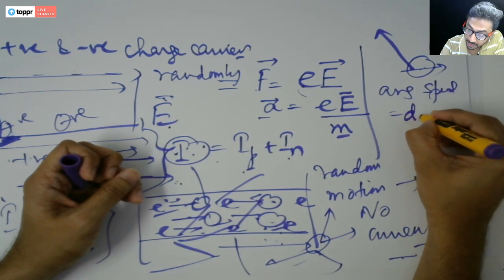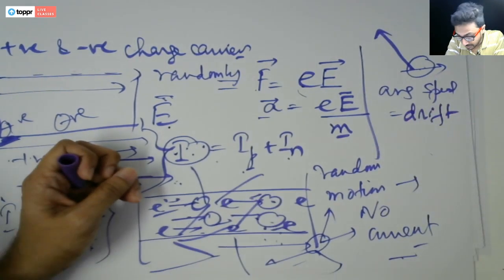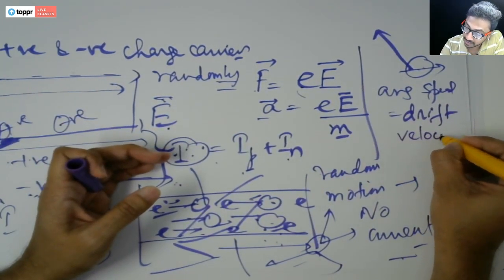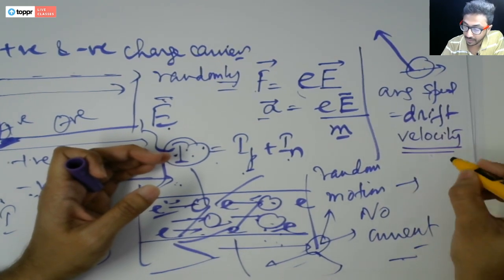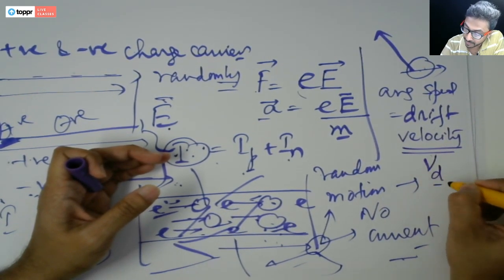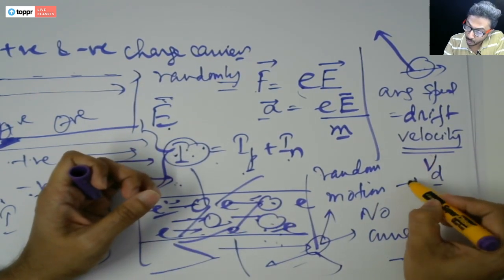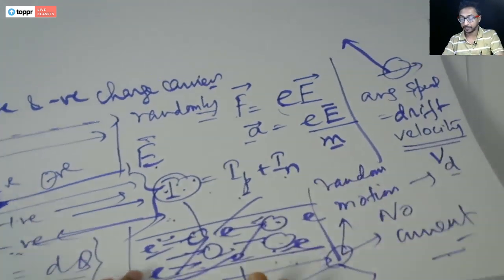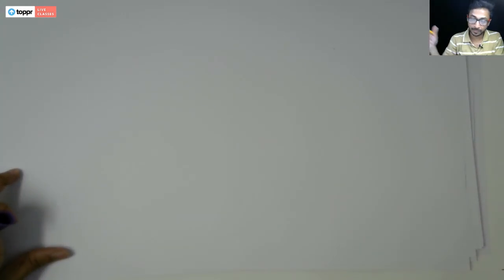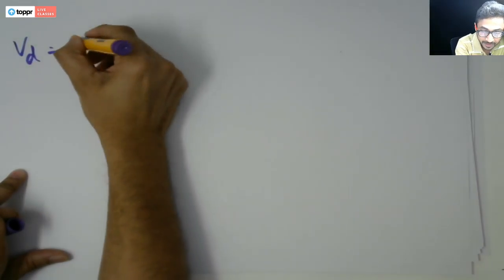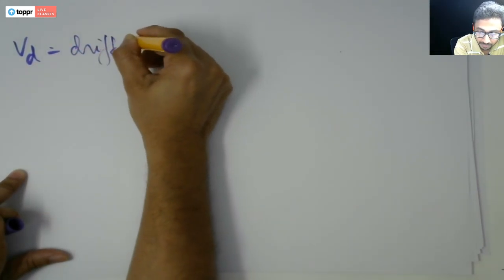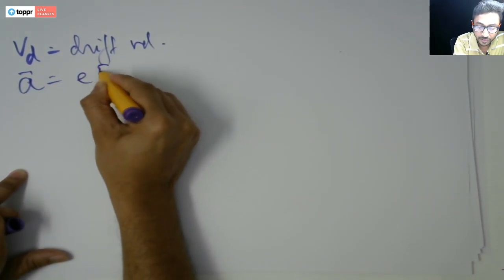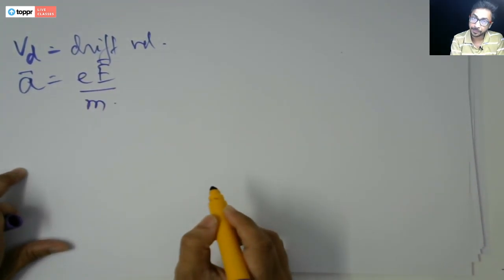Which is called average velocity, because it is moving in a particular direction, average speed in a particular direction. So we call it drift velocity. Drift velocity we represent by Vd. Now how can we relate drift velocity with this acceleration? So what we learned: Vd is the drift velocity, and the acceleration gained by each electron is this.